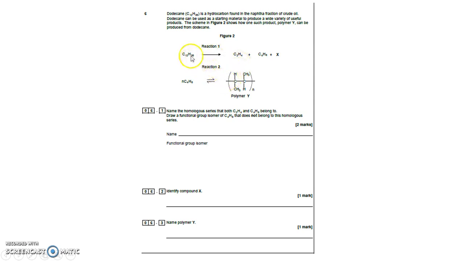Okay, so what I've got is dodecane making these two chemicals here, and then I've got an unknown one here, this C4H8, lots of these, n number of them, not sure how many, n just represents a number of them joining together in this polymer.